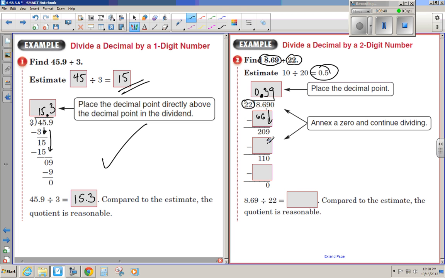9 times 2 is 18. Carry the 1. 9 times 2 is 18 plus 1 is 19. 209 minus 198 is 11. Bring down the 0. So I'm going to say 5 times. 5 times 2 is 10. Carry the 1. 5 times 2 is 10 plus 1 more is 110. So I have an answer of 0.395. Is it reasonable? Should say yes.